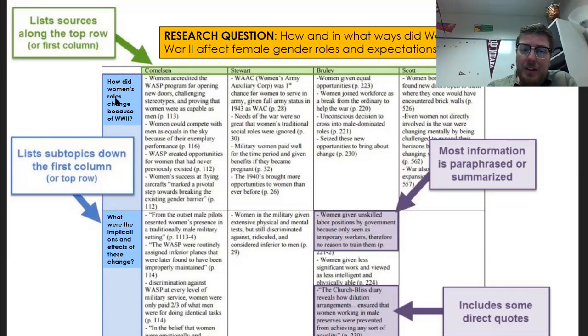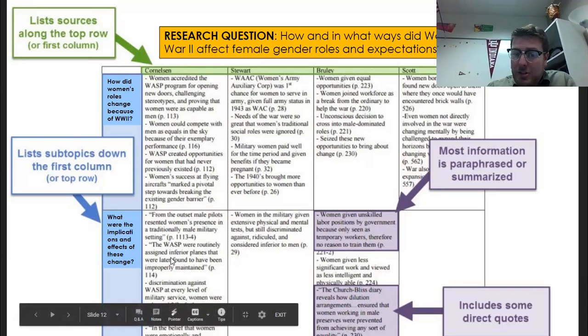So for example, in this one, how did women's roles change because of World War II? Well, as you can see, they've got 4 different sources and they've got the authors' names all along the top here. Each source has something to say, and so they've included it. Some have a little more to say than others, as you can see, right? But if we look at the second question here, we can see that all the way on the right, this source that is labeled Scott, that source has absolutely nothing to say on that question.